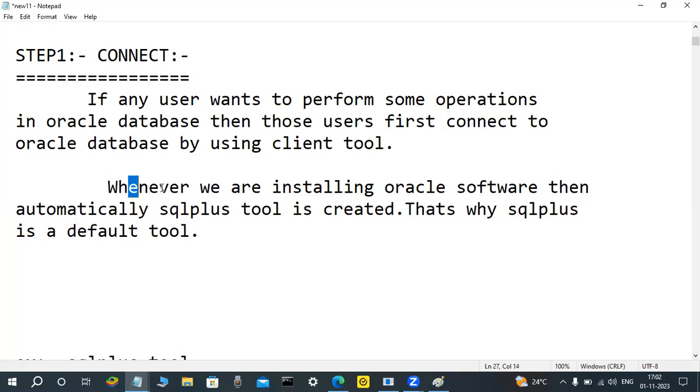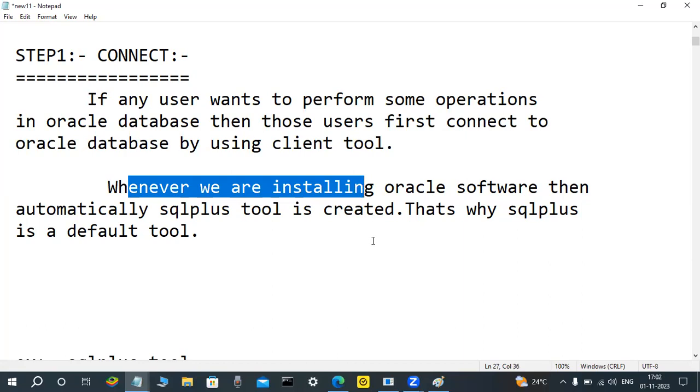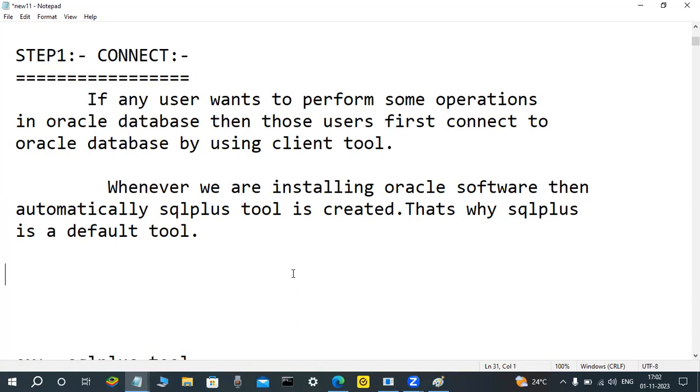Next paragraph, write it. Whenever we are installing Oracle software, then automatically the SQL Plus tool is created. That's why SQL Plus is a default tool.